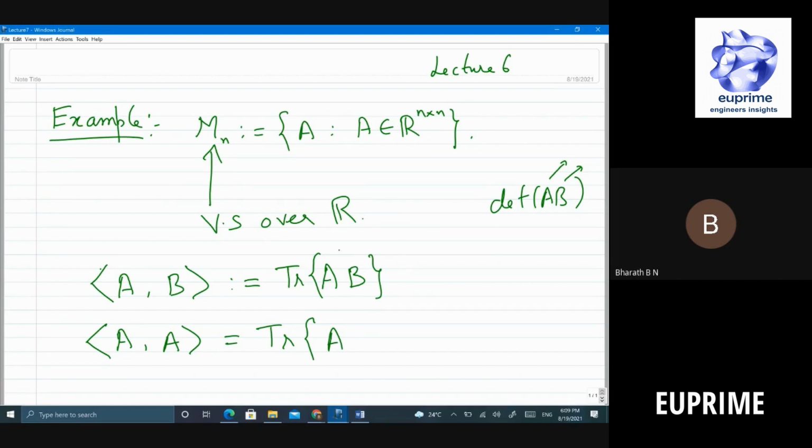There's one way, right? So I'll put a transpose here. So what do I get here? A transpose A. Okay, what do you get in the first 1, 1 entry? What do you get?